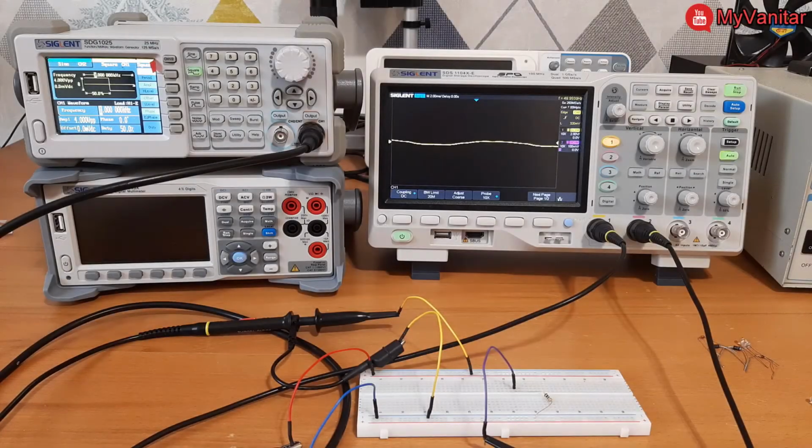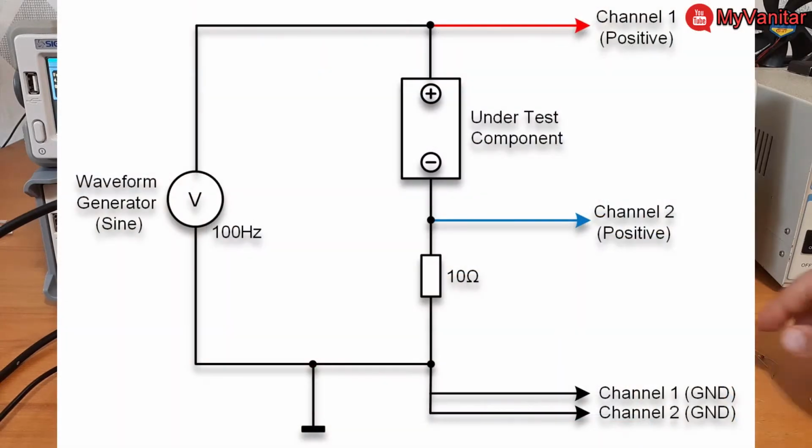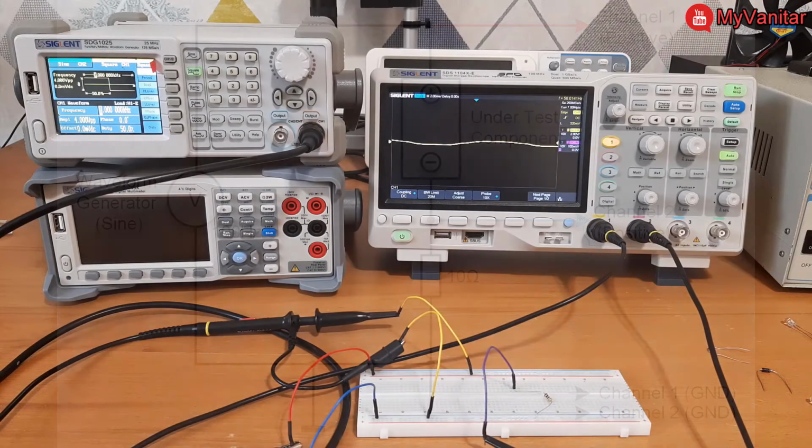Hi friends! In this episode, I'm gonna show you how you can easily test your components and learn about them practically using the XY feature of the oscilloscope. The first thing you need to do is to build this simple circuit on a breadboard or prototyping board or whatever you like, and then I will show you how you should configure the waveform generator and the oscilloscope.